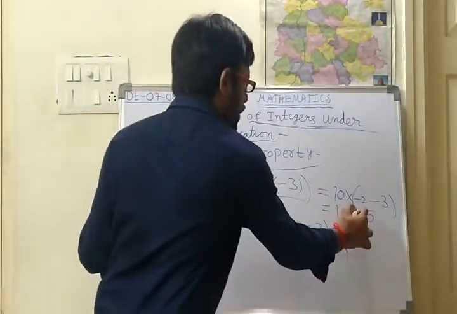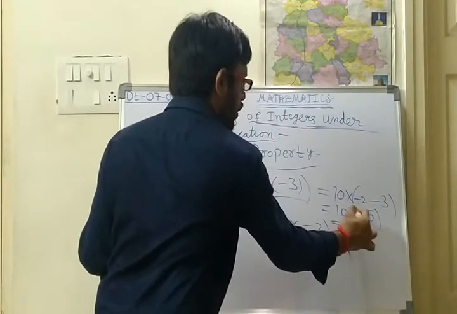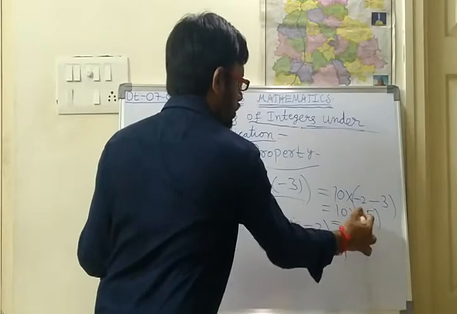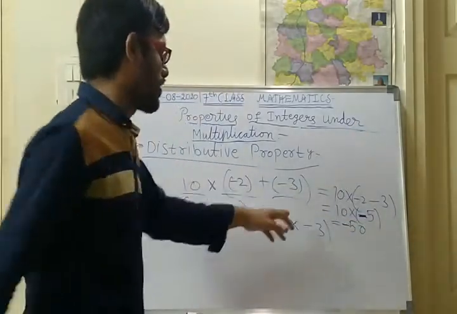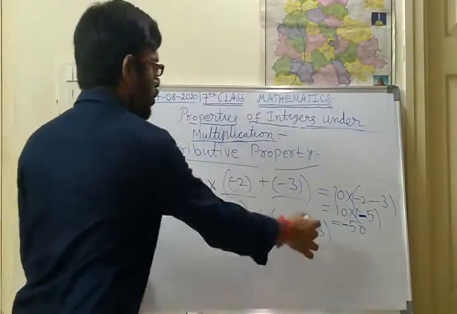10 into minus 5. So 10 into 5 is 50. Plus into minus is minus 50. So the first statement answer is minus 50. So, coming to the second statement.